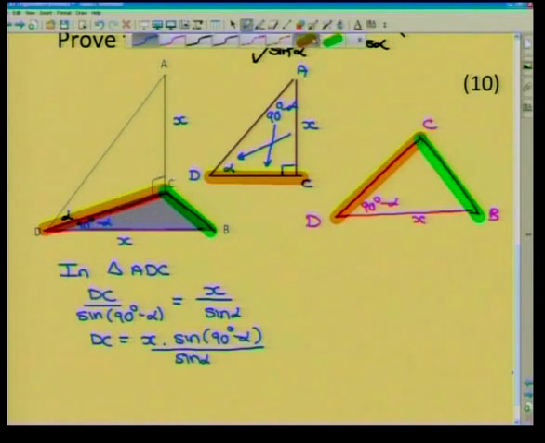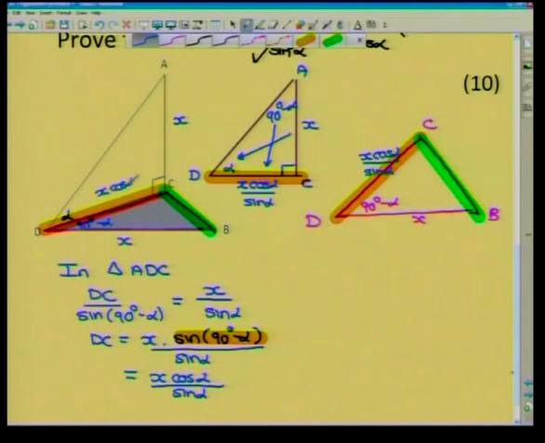And the good news is that sine of 90 minus alpha changes. So let's change it to be x cos alpha over sine alpha. Now we know that, in fact, I'm going to write it in all of them so you can see it: x cos alpha over sine alpha, x cos alpha over sine alpha, x cos alpha over sine alpha.